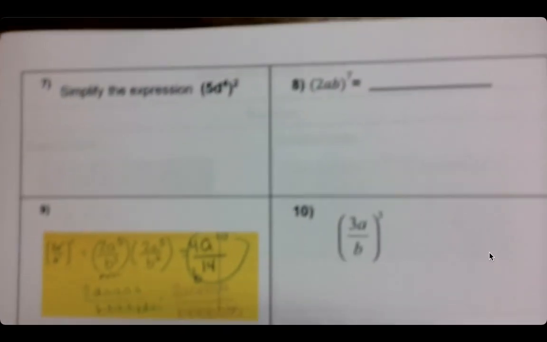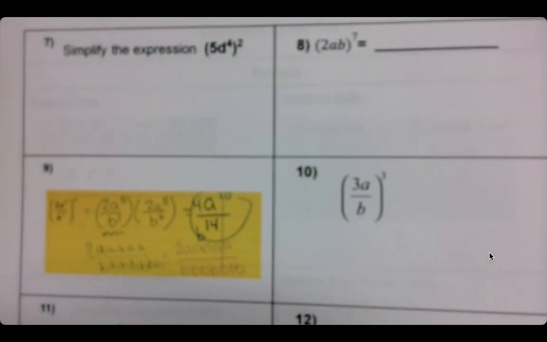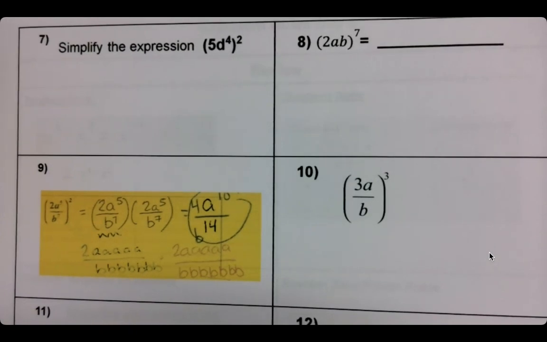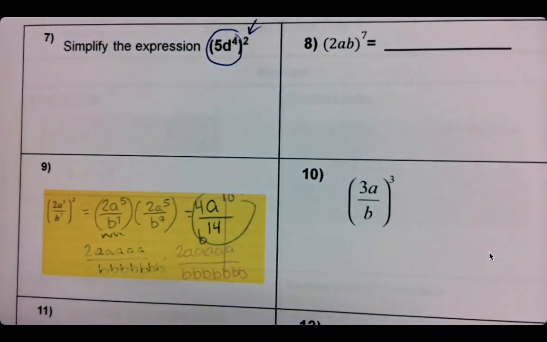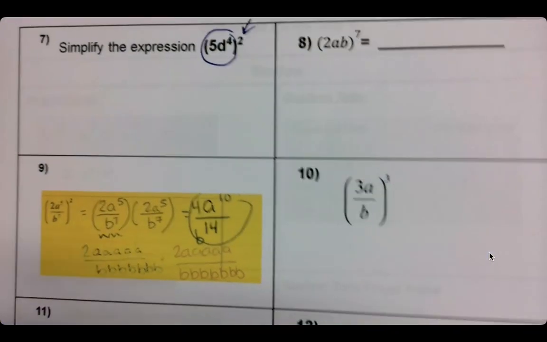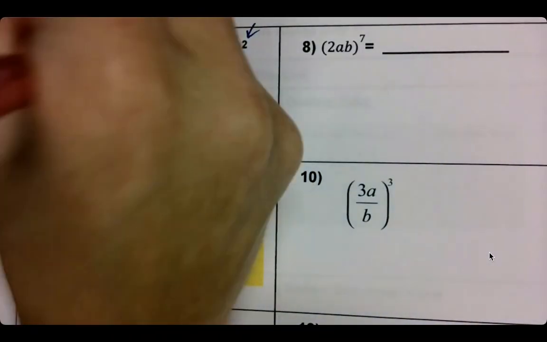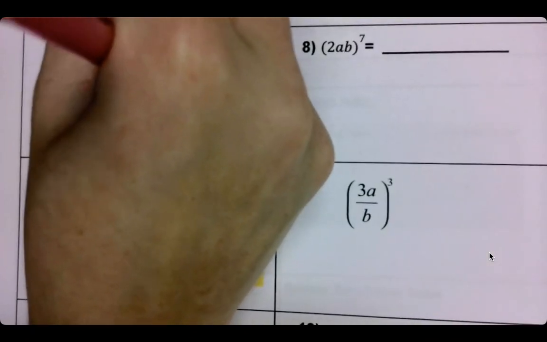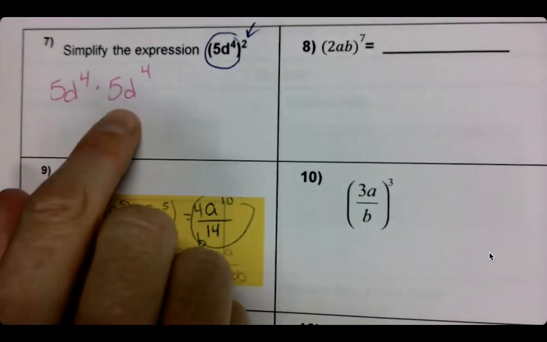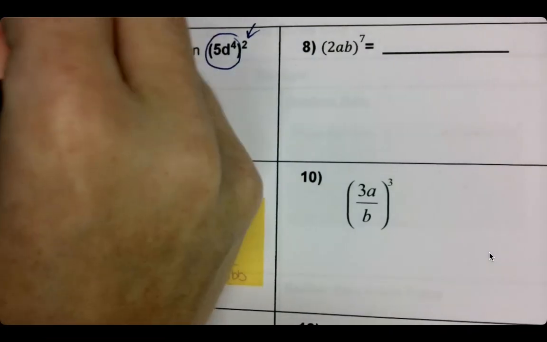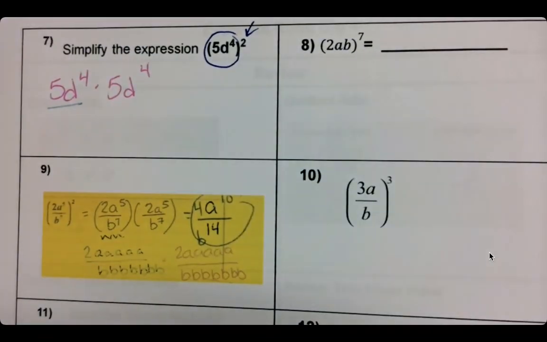So doing the same thing here, right? What is written and how many times? So this is written twice. Why don't you pause the video and get that written down, and let's see if you're right. Welcome back. So we have 5d to the 4th times 5d to the 4th, right? Everything inside written twice. Pause the video, expand that out.